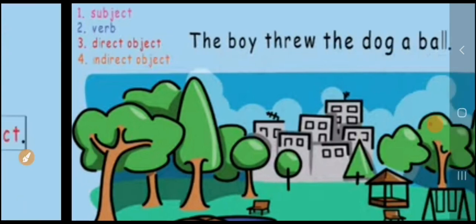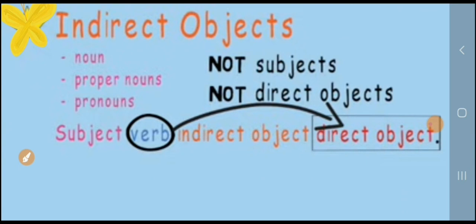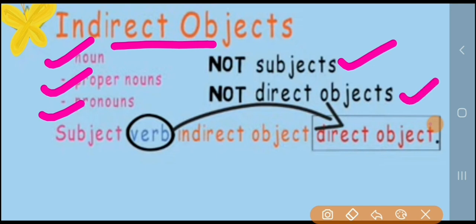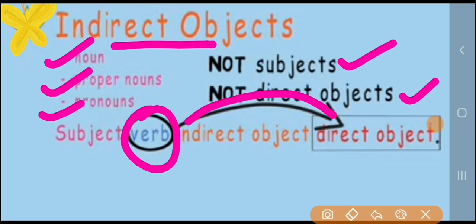So, remember, indirect objects are nouns, proper nouns or pronouns that are not the subjects or direct objects of the sentences. They are affected by the verb but not directly. And when a sentence has an indirect object, and not many sentences do, you can always find it in between the verb and the direct object.